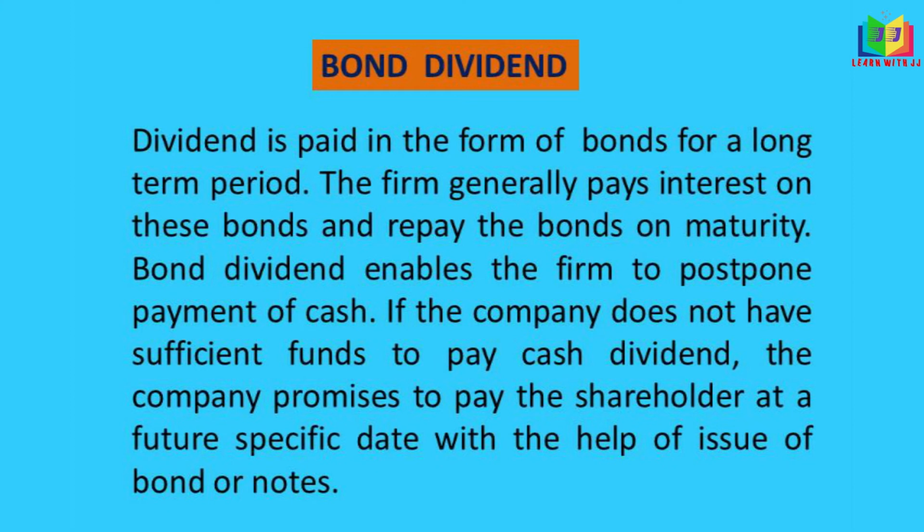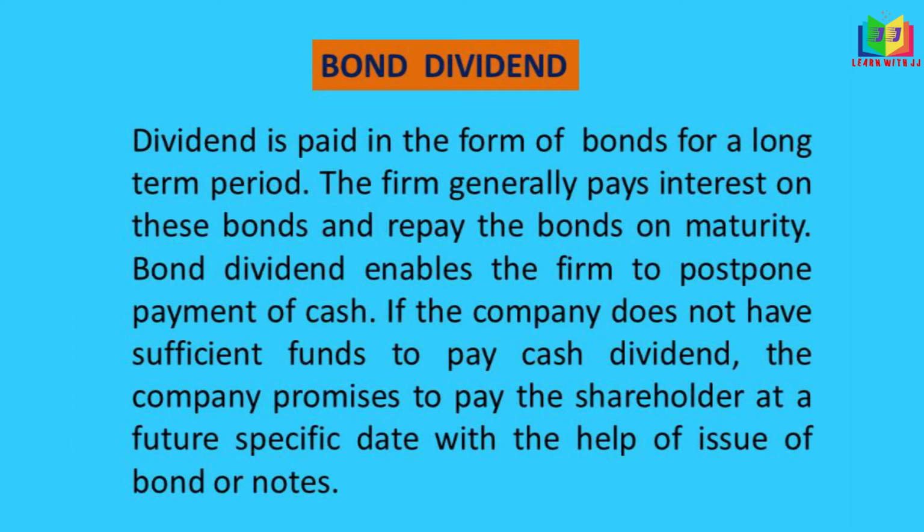Not only do they give bonds to the holders, they also pay interest on the bonds and repay the bond on maturity. For a certain number of years the bond will be held by the persons, and it will be repaid after a maturity date. This bond dividend enables the firm to postpone the payment of cash, that is, they are prolonging the payment of cash to the shareholders.